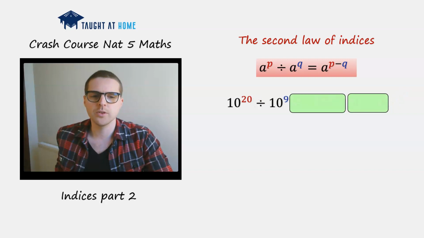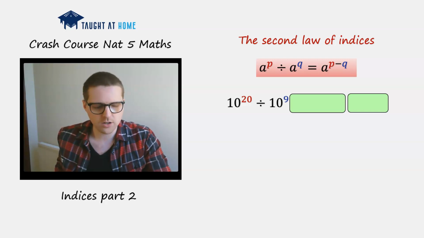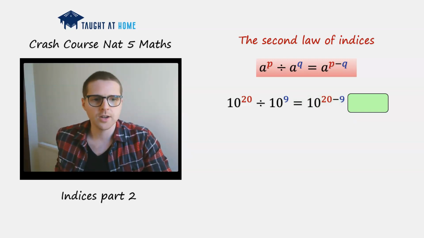Let's have a second example. We've got 10 raised to the power of 20, huge number, and we're going to divide this by 10 to the power of 9. A quick way of doing this would be using the second law of indices. We're going to have 10 and we're going to have that raised to the power of 11.